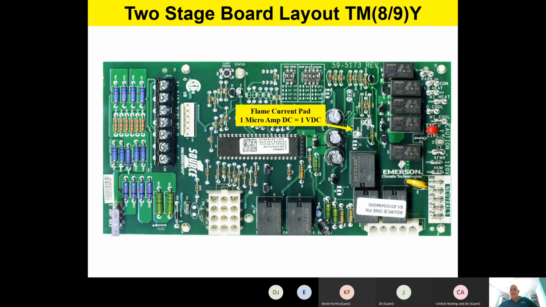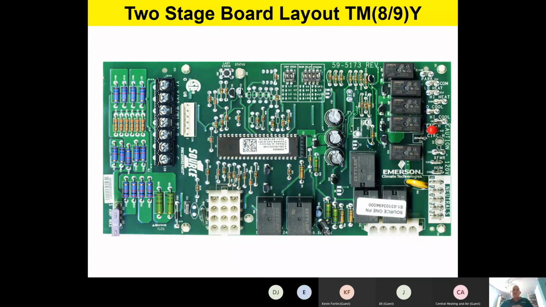Now watch this, team, right in the middle of the board to the right-hand side of the middle. So in the middle of the board to the right-hand side, there's our flame current pad. So it's in a little different position than our previous board. But as you can see, it still has the same function. 1 microamp DC is equal to 1 volt DC on your meter. So again, this is a very convenient place to find microamps with the furnace running. And again, normal microamp should be about 3.5 to 4 during normal running operation.